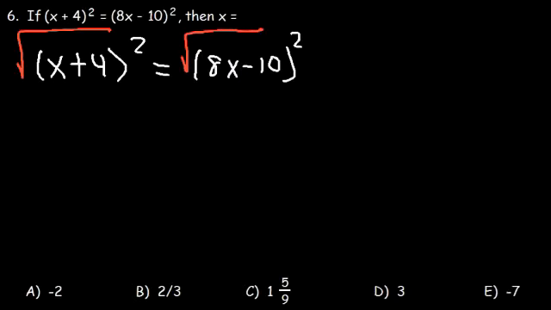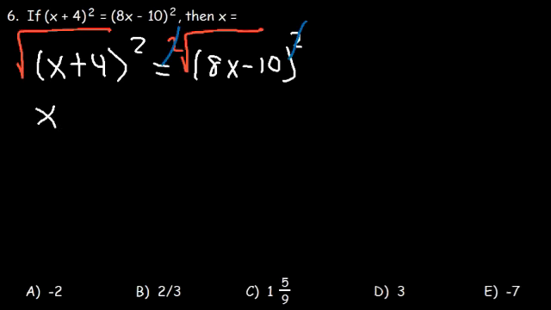When you square root a square, you need to keep in mind that the index number is 2. And so the 2's will cancel. And therefore, the square root will get rid of the square. And so we don't need the parentheses anymore. So what we have is just x plus 4 is equal to 8x minus 10.